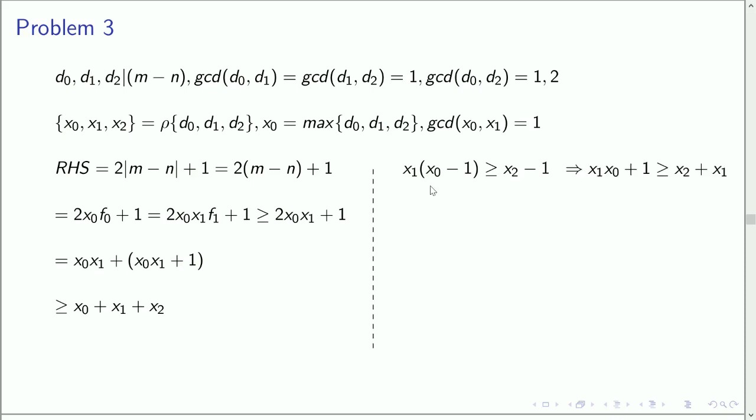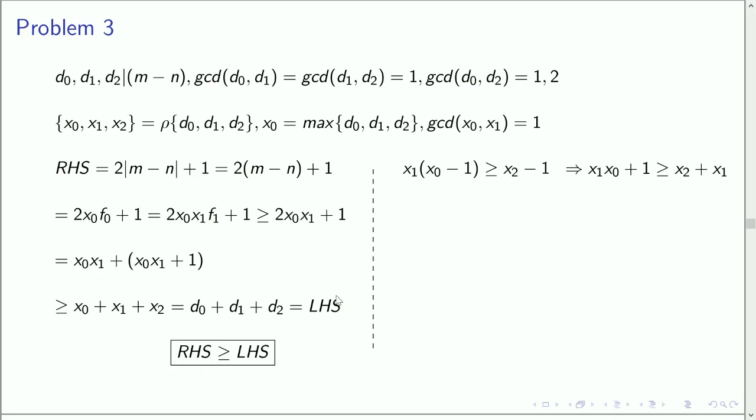So basically you multiply it and you take x1 to the other side, 1 to this side, and you get x1 times x0 plus 1 is greater than x1 plus x2. So that's what you have here. And what was this equal to? This is equal to D0 plus D1 plus D2. These are the same terms rearranged, and this is equal to the left hand side. Okay, so we have shown that the right hand side is greater than or equal to the left hand side.